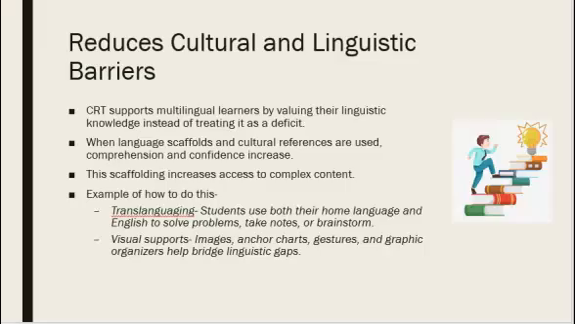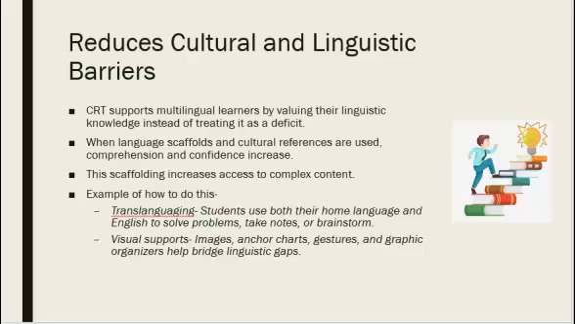Culturally responsive teaching also reduces cultural and linguistic barriers. So it supports multilingual learners by valuing their home languages, right? Using culturally familiar examples and scaffolding vocabulary. And this reduces misunderstanding and builds stronger language and academic proficiency. So how can we do this in the classroom?